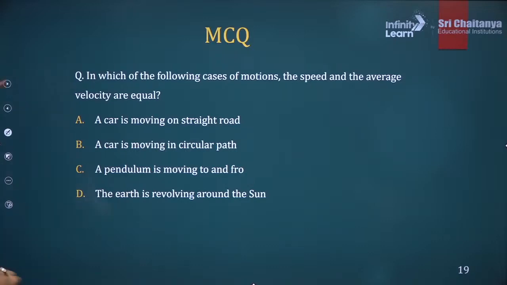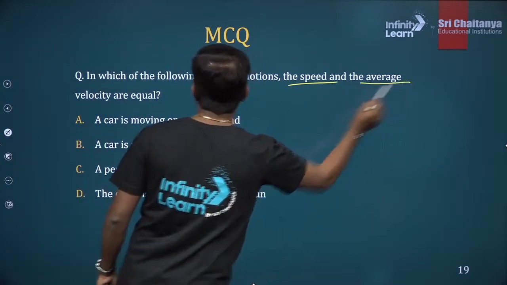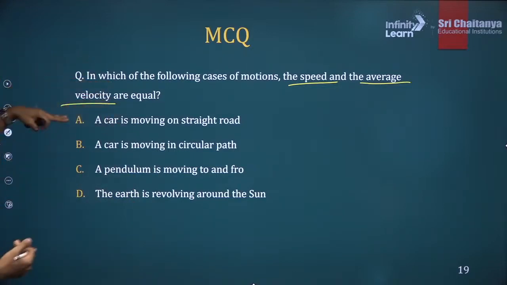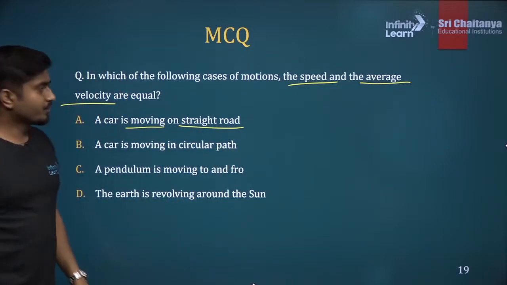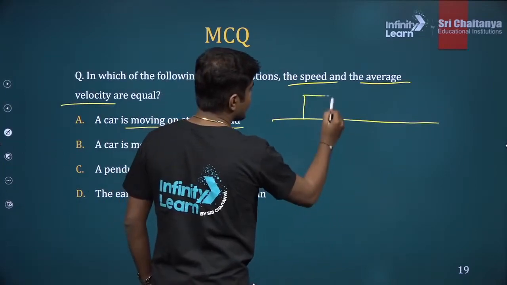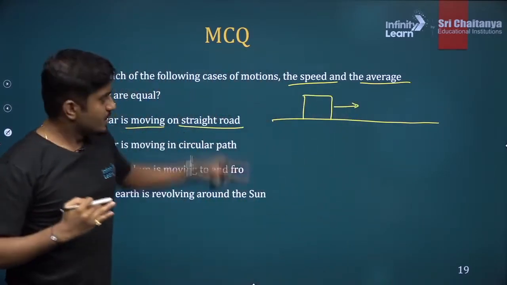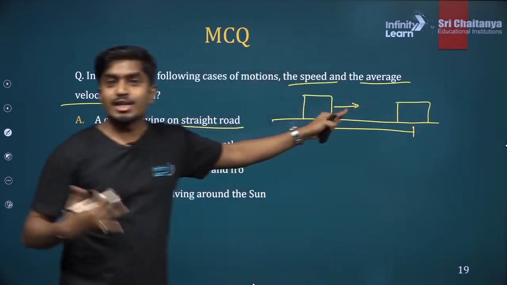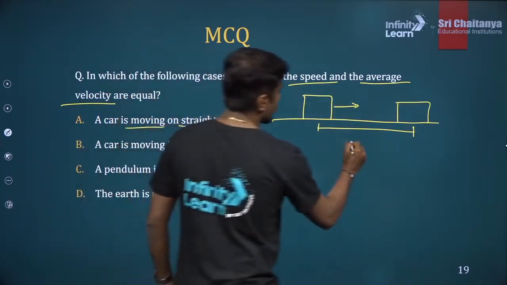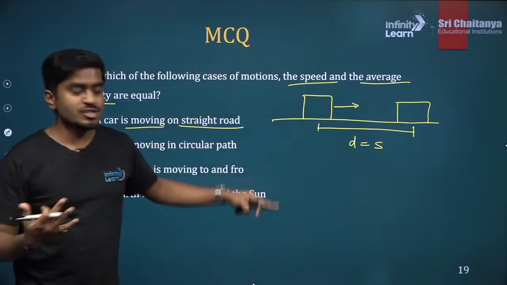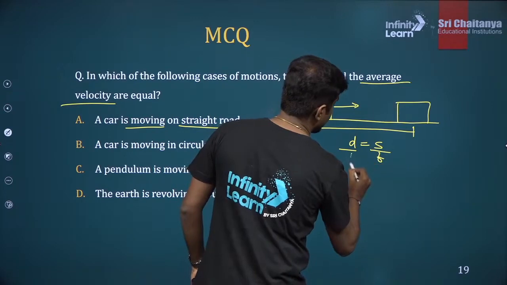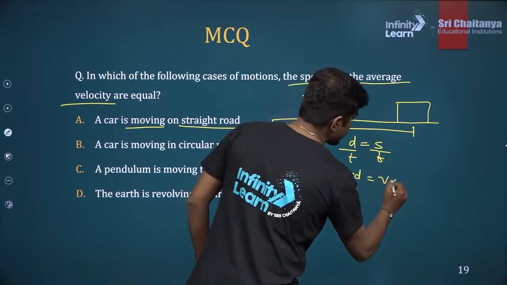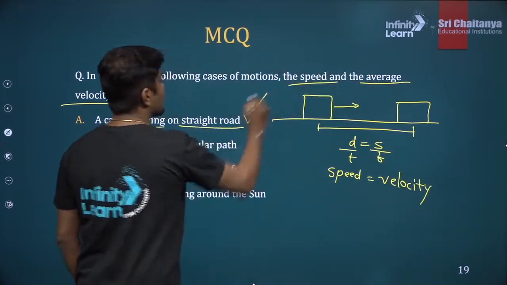Okay, what is the question? In which of the following cases of motion are the speed and the average velocity equal? Let's learn about these different types of motion. First is a car moving on a straight road. Let's suppose the car travels this much distance on a straight road. So distance is equal to displacement. Distance divided by time is speed, and displacement divided by time is velocity. So option A is the correct option.